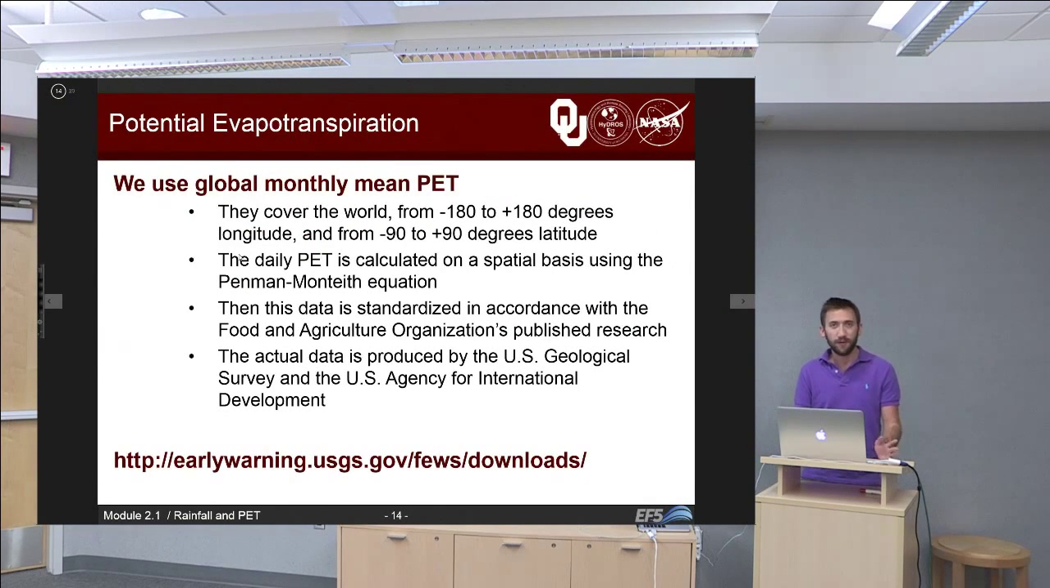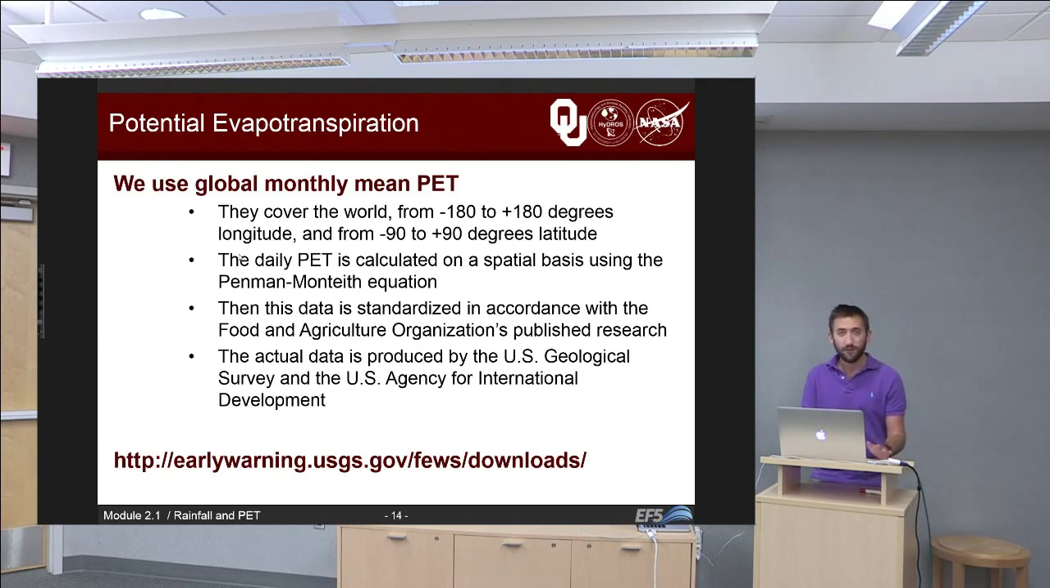So this global monthly mean PET, the version that's included with the training, covers the entire world from pole to pole and from the international dateline all the way back around to the international dateline. The daily PET is calculated on a spatial basis using the Penman-Monteith equation, and then this data is standardized in accordance with research that's been done by the United Nations Food and Agriculture Organization. They've published a lot of research into this because this topic is exceptionally important for agricultural interests, farmers, and the like.